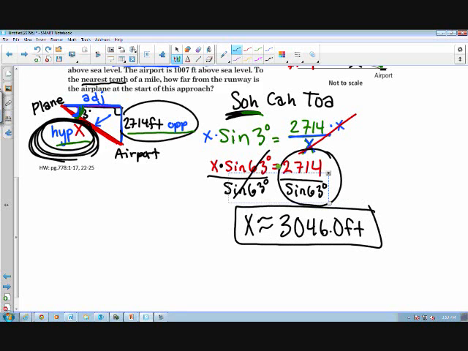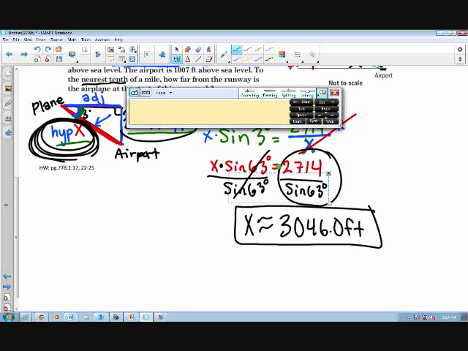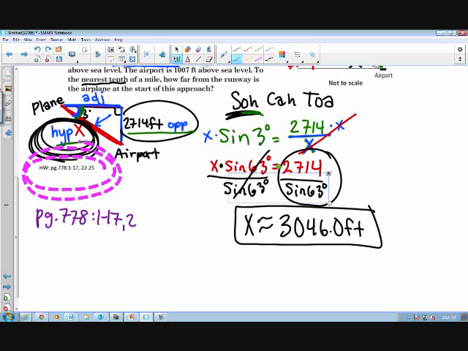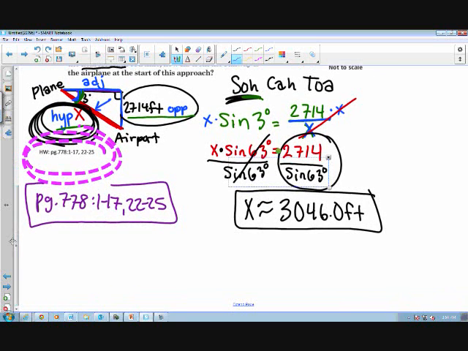Your homework is here on the bottom. Ooh, oh, where did it go? That's not what I wanted. Okay. Here on the bottom is your homework. Page 778, numbers 1 through 17, and 22 through 25. You now have the remainder of class to open up your books and to work at your seat.